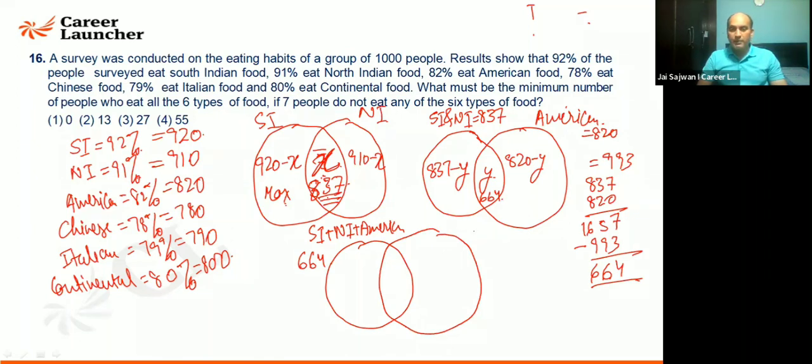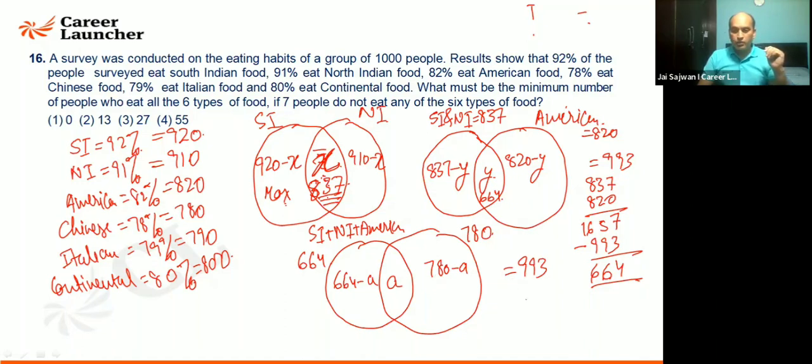Chinese, there are 780 people who are liking Chinese. So say A are the number of people who are liking all four foods: South Indian, North Indian, American, and Chinese. So I'll say this is 664 minus A. This will be 780 minus A. Again, I want the union of this to be all the people. So the union will be coming out to be 993, because 7 people are not liking any of these foods.